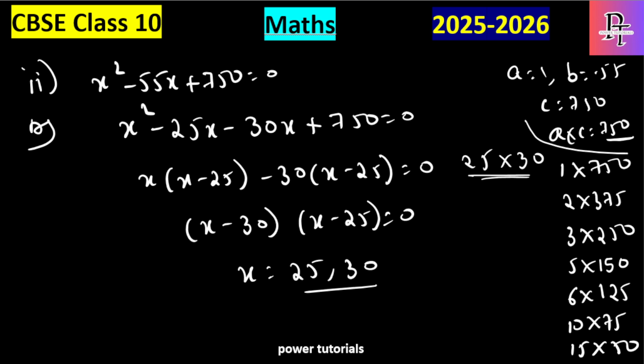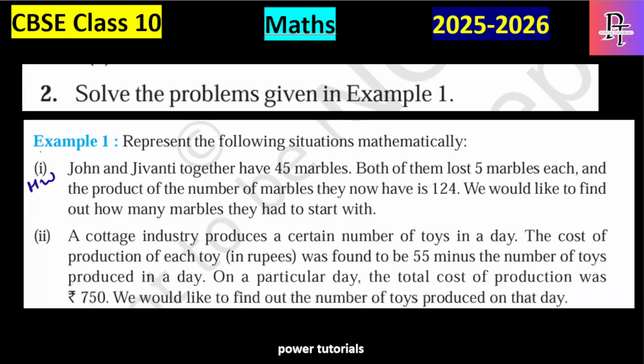Okay, but it's not the direct question. Let's see what they are asking in the example question. A cottage industry in a particular day, the total cost of production was 750. We would like to find out the number of toys produced on that day. So simply asking the number of toys. Okay, the cost of production of each toy was found to be 55 minus the number of toys produced in a day. Okay, let's write both the values.